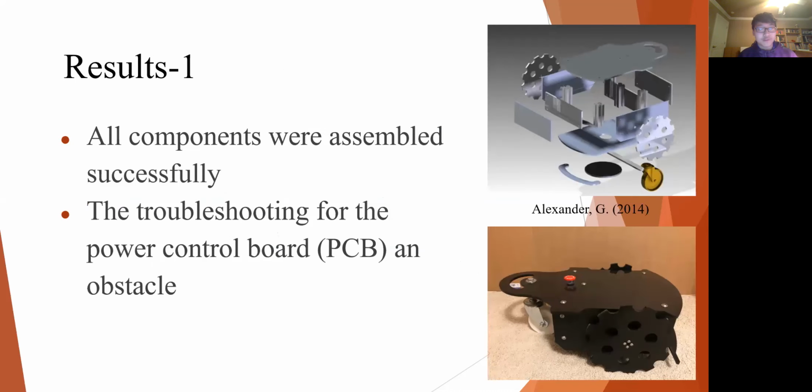So as for my results, all the components of the chassis, including the motor, the main board, and the sensors were all successfully put together, and it was able to mow successfully. And the power control board, or the PCB, which is what controls the robot, was the only major obstacle in this stage, since all of the individual parts of it needed to be soldered together, and there was a lot of troubleshooting with the electrical connections, but eventually that was solved.